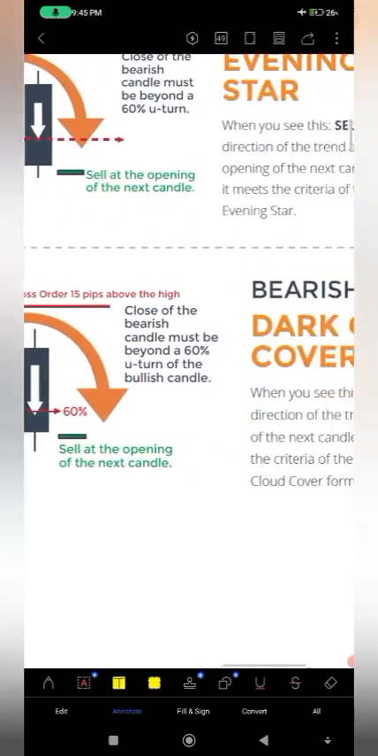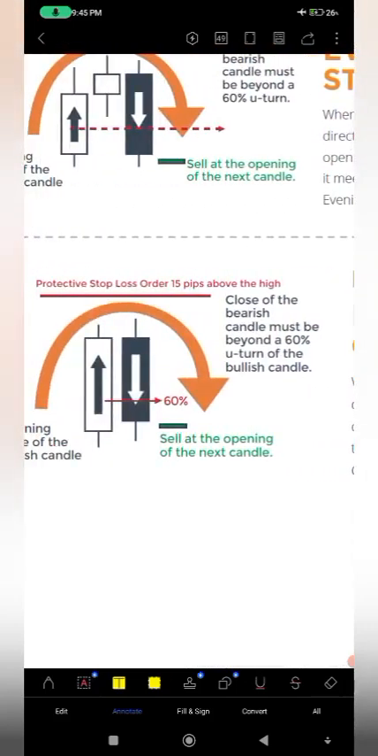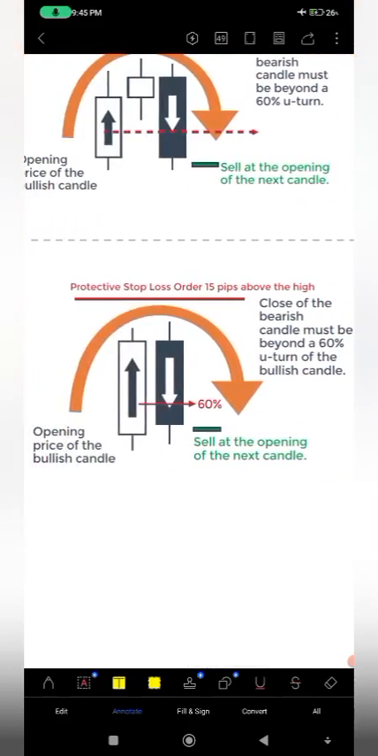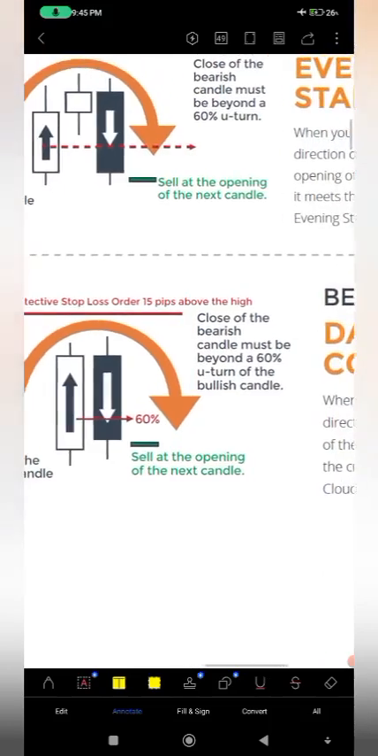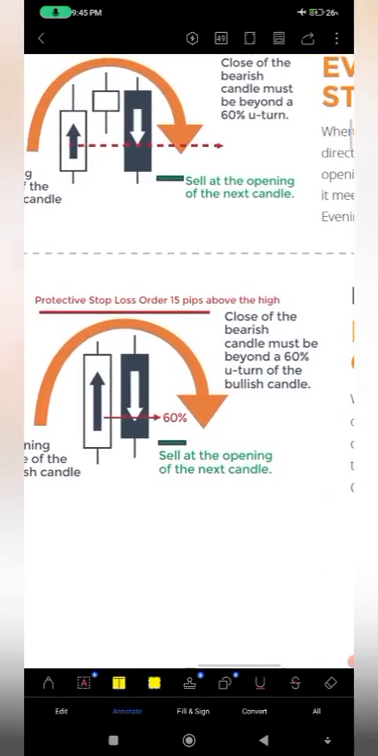There is the bearish dark cloud cover, whereby 60% of it closes the previous candlestick or structure. So it is two of them. When you see such kind of candlestick, look for a continuation, trend continuation, and trade.